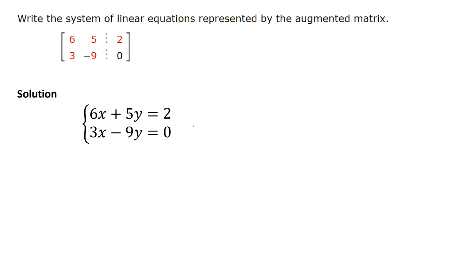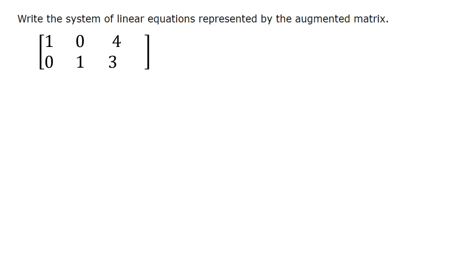Let's look at my line 2. My line 2 is 3x, so I have a 3x. I have a negative 9 for y, so it's negative 9y equals 0. So this is a way to go from an augmented matrix to a linear system.